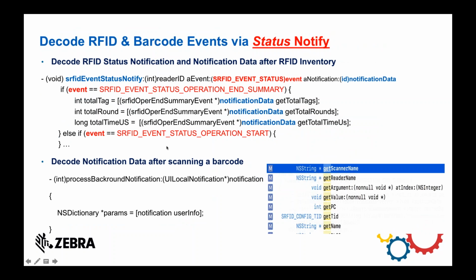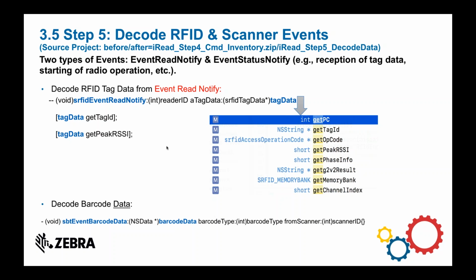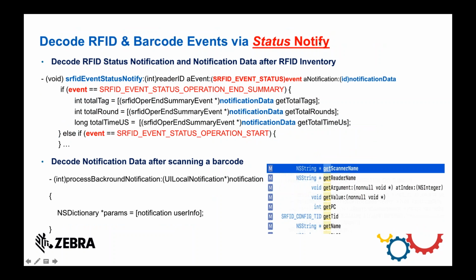Okay, and they basically have two events. The first one is event read notify, and the second one is status notify. So you use the second notification to know when the RFID starts the operation for inventory, and when the operation end summary arrives.